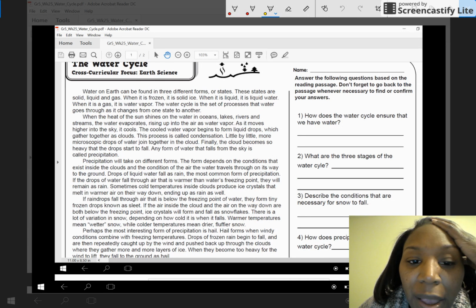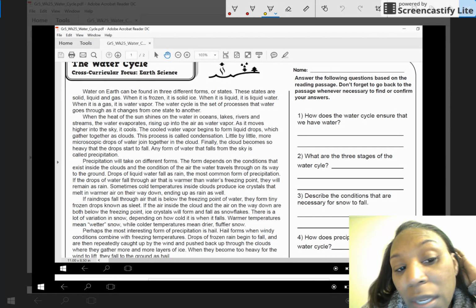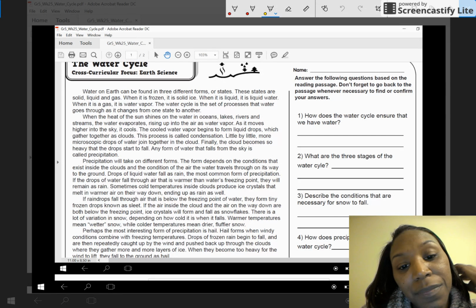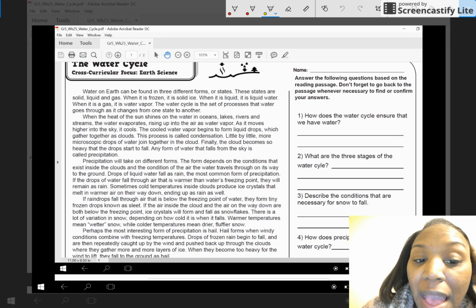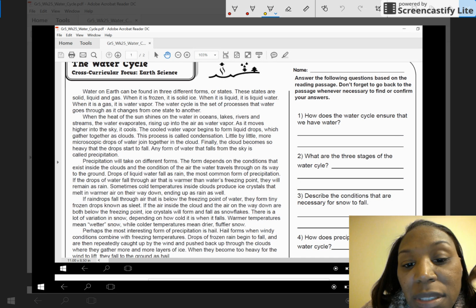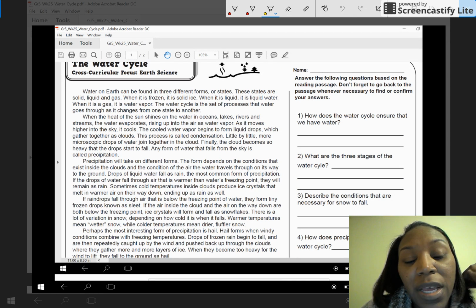Water on Earth can be found in 3 different forms or states. These states are solid, liquid, and gas. When it is frozen, it is solid ice. When it is liquid, it is water. When it is gas, it is water vapor. The water cycle is the set of processes that water goes through as it changes from one state to another.